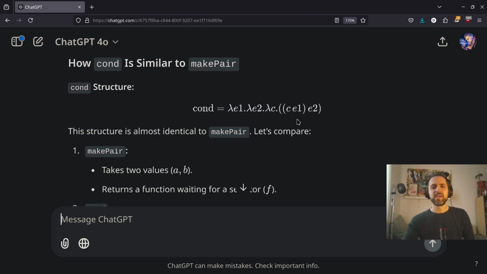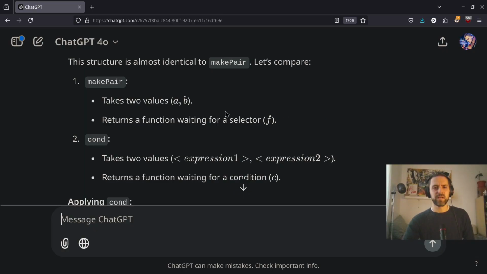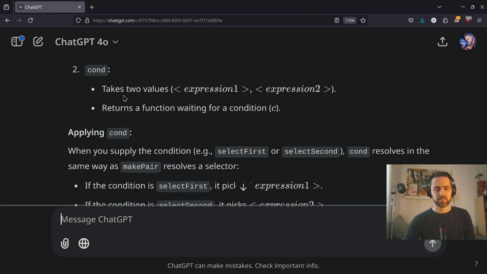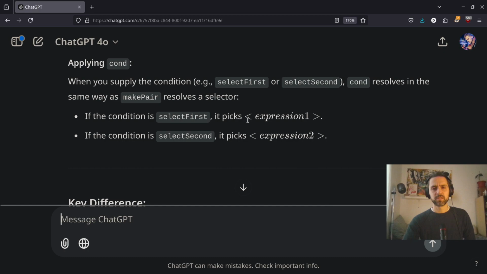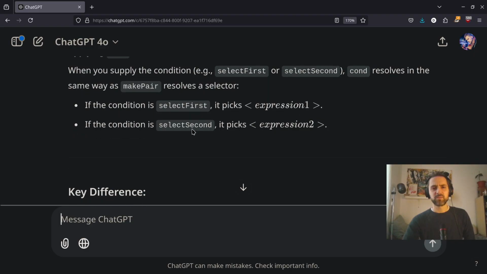What did we have in make pair? We had A, B, F, and then F A B. What do you mean it's the same? It's interesting. Make pair takes two values, A and B, and returns a function waiting for a selector. Cond takes two values, E1 and E2, it's just a different name, and returns a function waiting for a condition, C. When you supply the condition select first or select second, cond resolves in the same way as make pair.